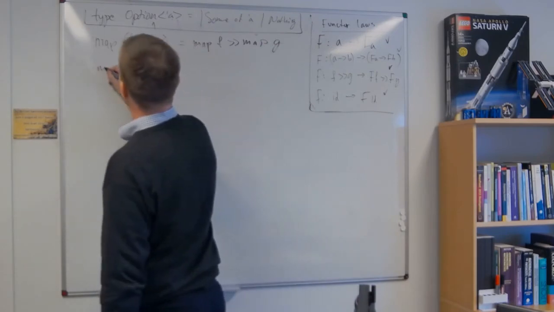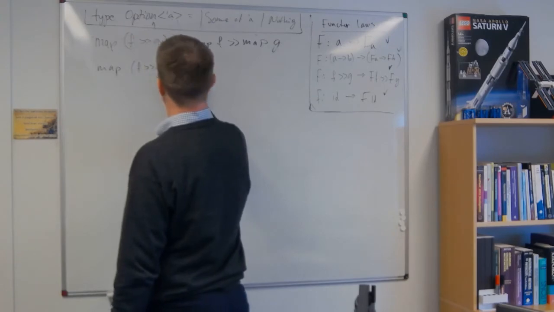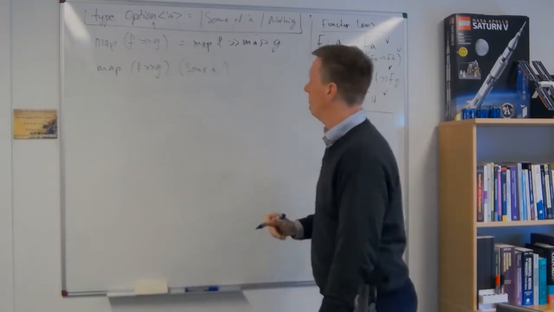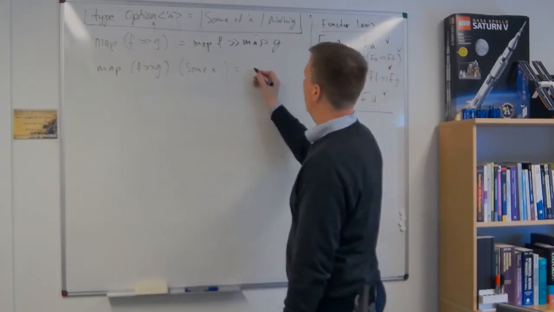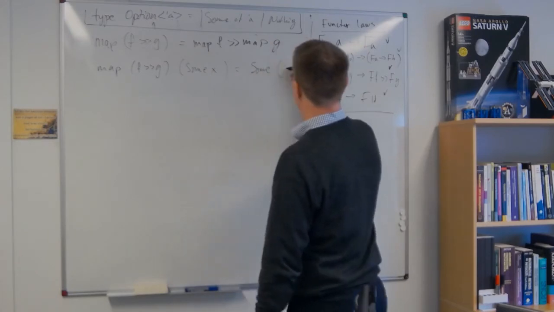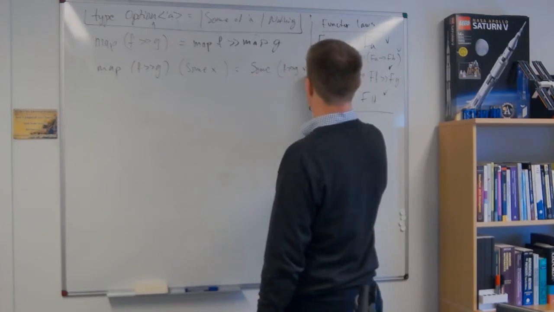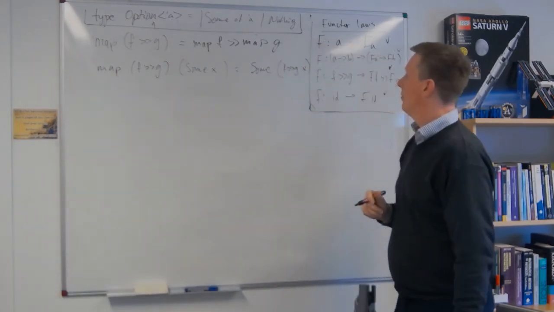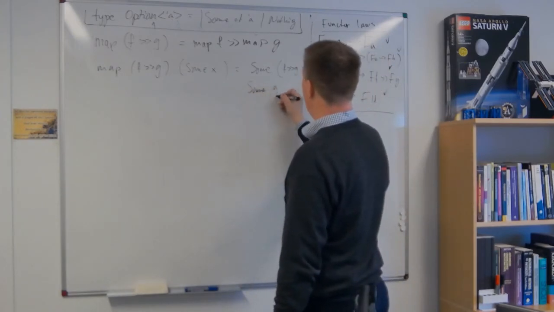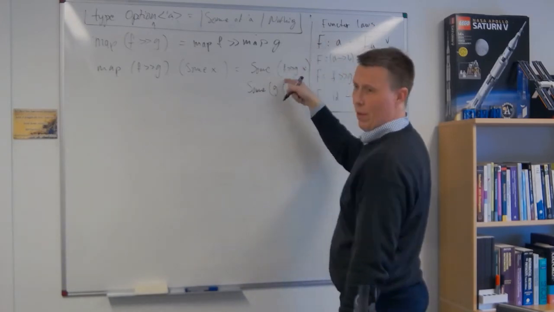All right, so we do map f g on sum x. What is that? Well, that is nothing else but sum f g applied on x, which of course is sum g f x. First we apply f, then we apply g.